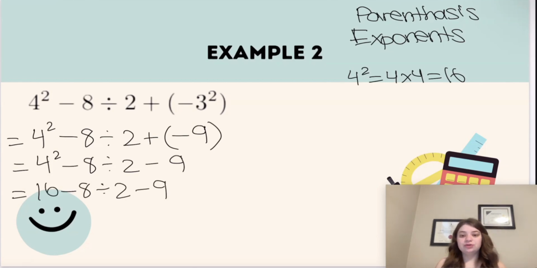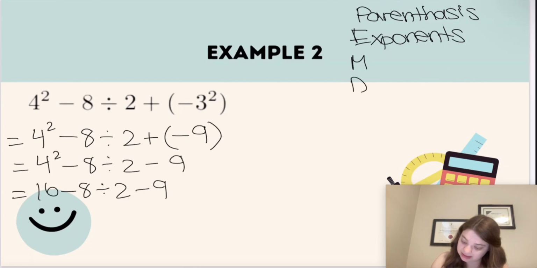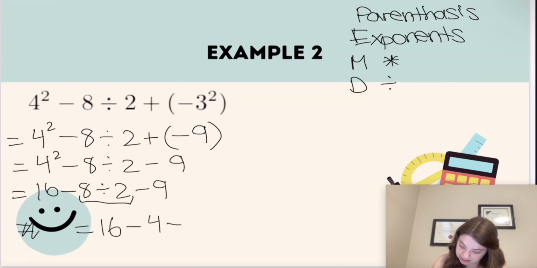Next, we're going to do multiplication and division, right? Next in PEMDAS is multiplication and division together. Now, I don't see any multiplication, but I do see division. I see 8 divided by 2. Now, 8 divided by 2 is 4, so it's going to be 16 minus 4 minus 9.